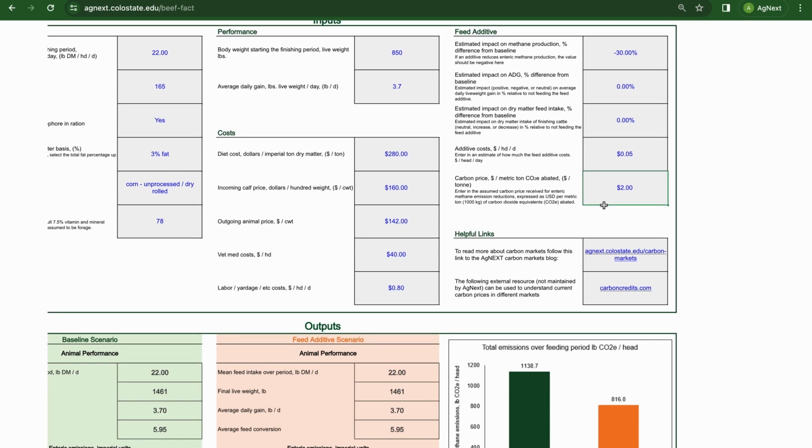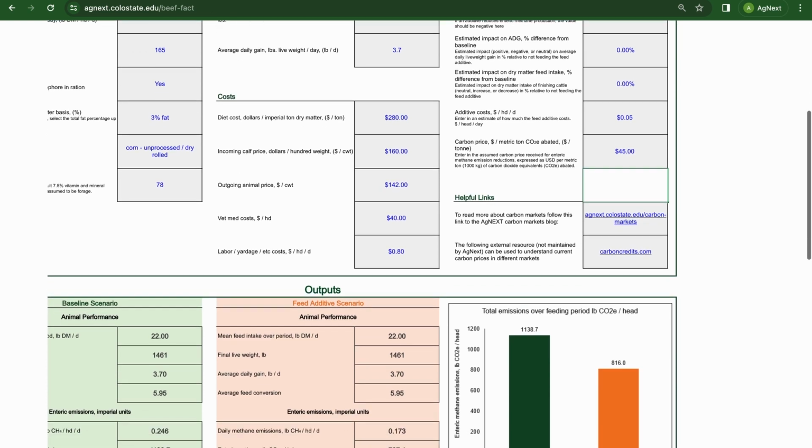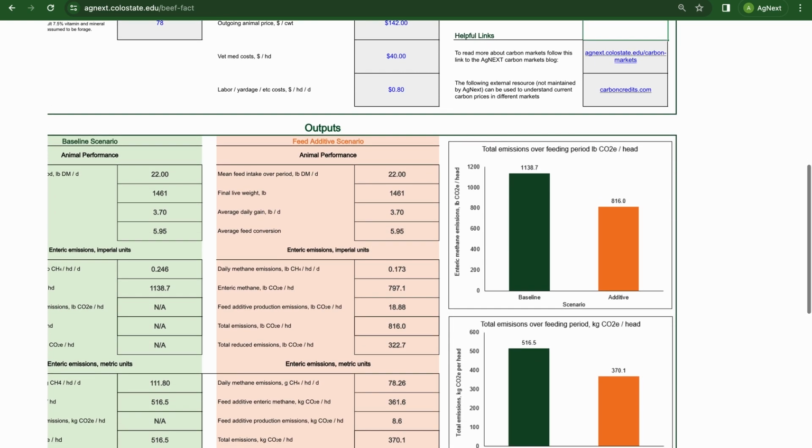The final input in the feed additive section is the carbon price expressed as dollars per metric ton of carbon dioxide equivalents that actually is reduced or abated. If you're not sure on where to start with carbon prices, there's some helpful links below where you can look at current carbon prices around the world and in different markets. But here in this scenario, we can look at a $45 carbon price just to see how this affects our outputs below. As we scroll down in the tool, this is now the output section.